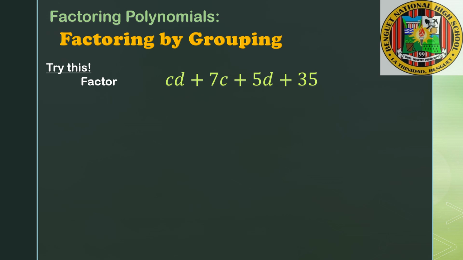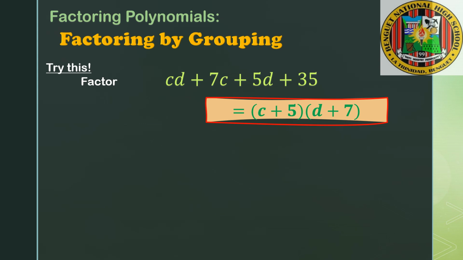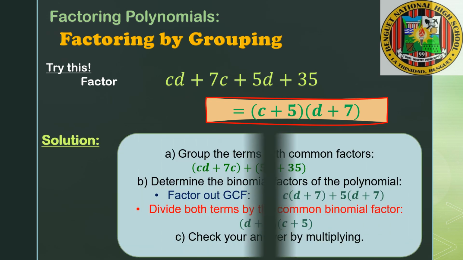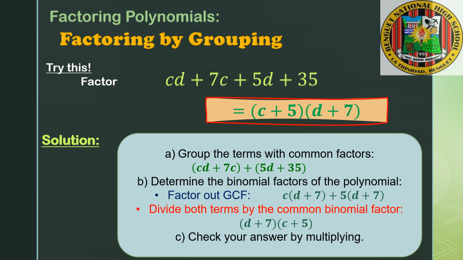Done? If your answer is the quantity C plus 5 times the quantity D plus 7, then you are absolutely right. If your answer is different, look at the solution again to see where you went wrong. Good job!